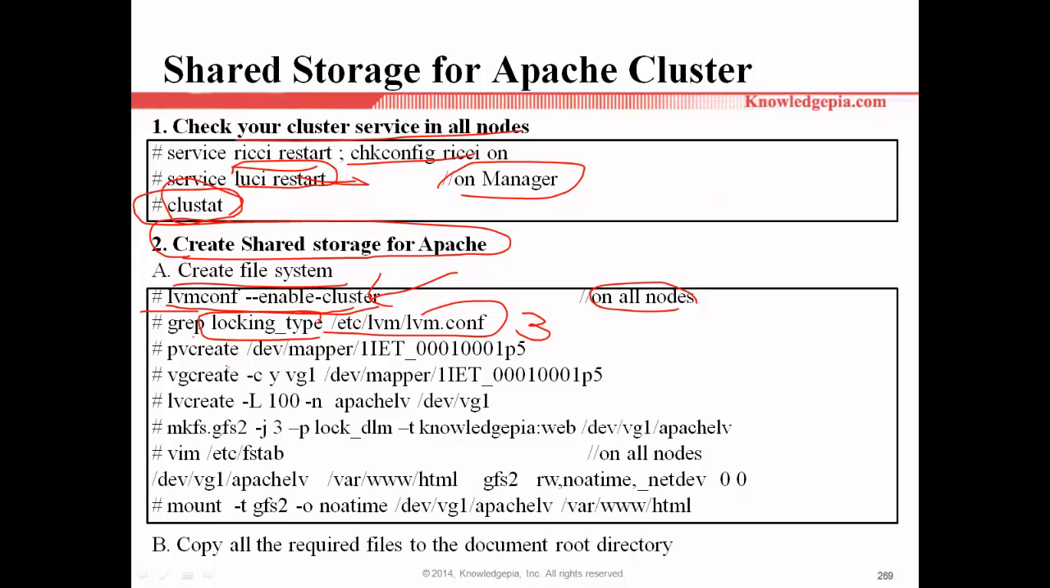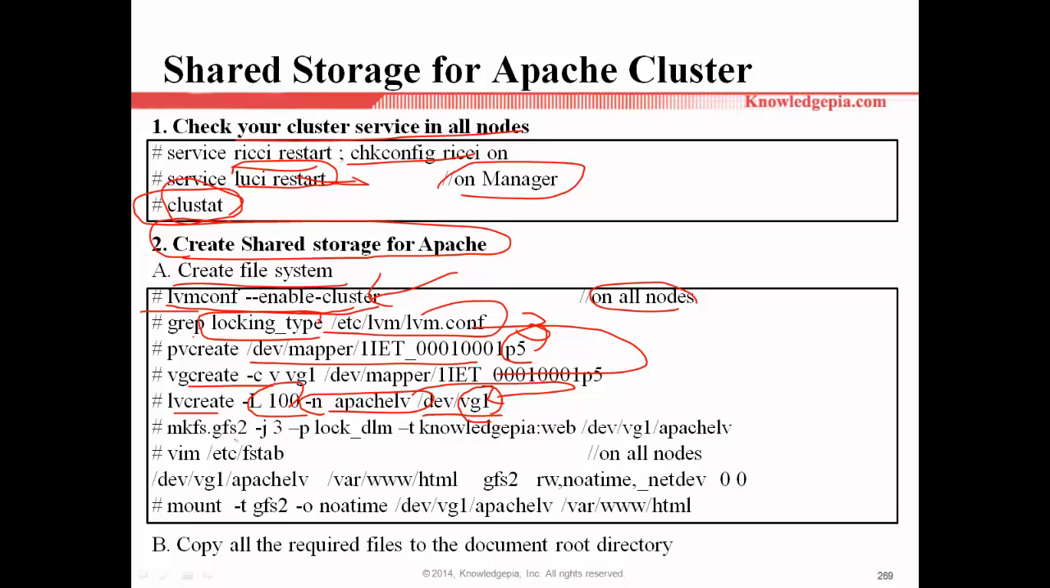After that, you need to create the physical volume on the device. In my case, it is /dev/mapper/mpath0p1, where p is the partition number. If we already have an existing logical volume, then you don't need to create the physical volume and volume group. In my case, I already created the volume groups vg1 and vg2. So I will create a logical volume of size 100 megabytes, named apache_lv, in /dev/vg1. So this logical volume will belong to volume group 1.